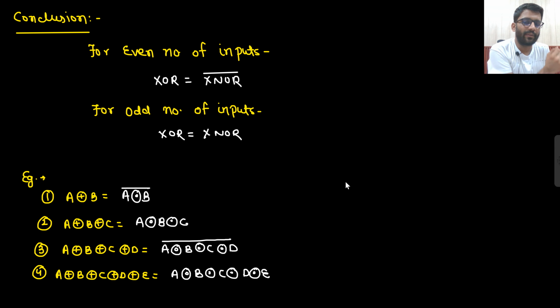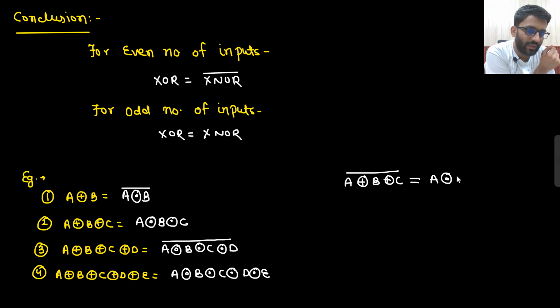One more interesting thing I will tell you: is A XOR B XOR C bar equal to A XOR B XOR C? No, not at all, because without the bar both are the same. So it is not equal to this value. How will you make this one?